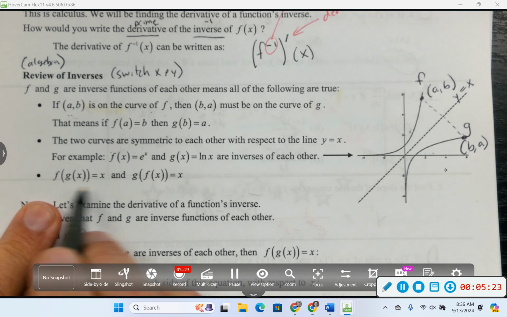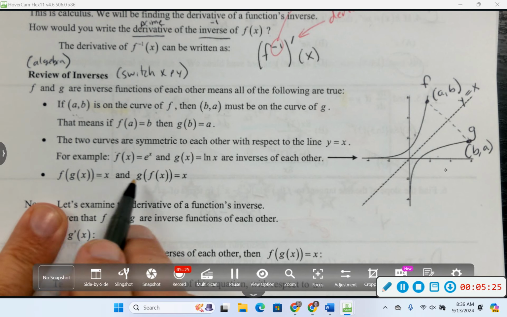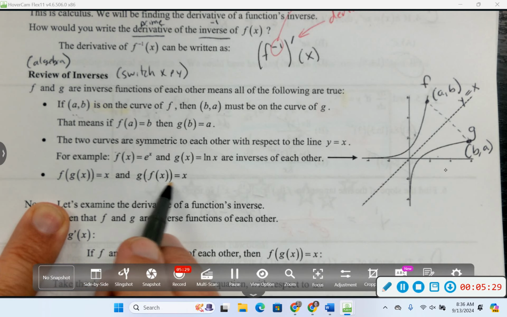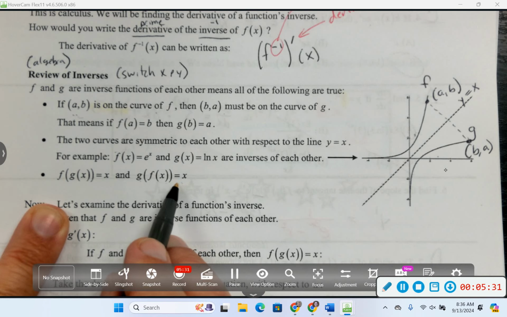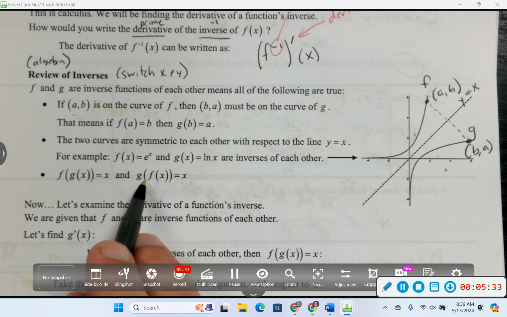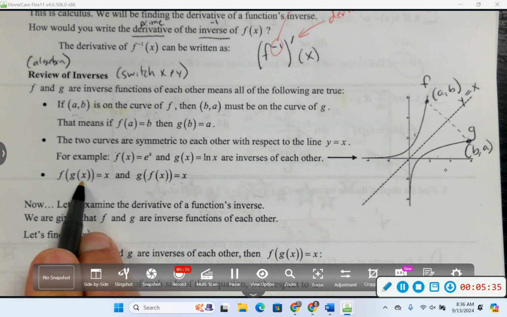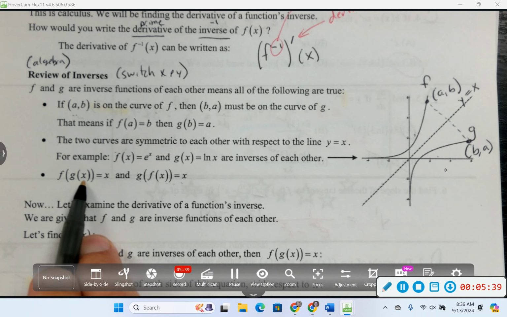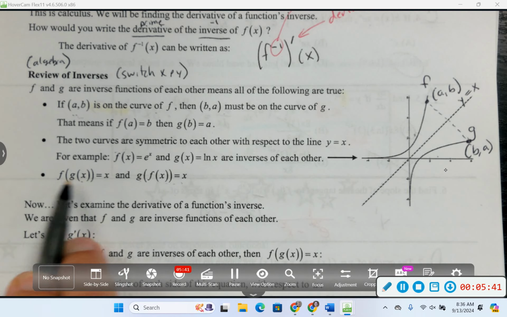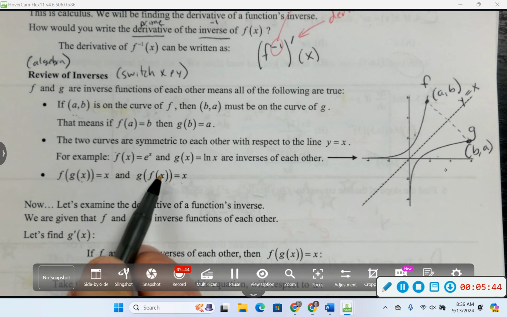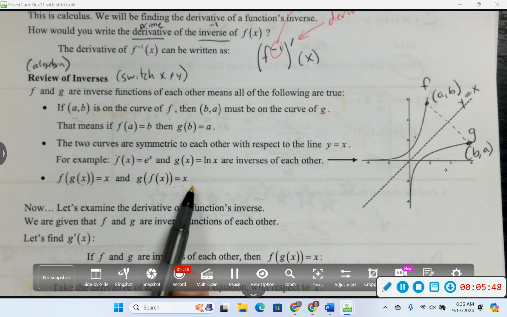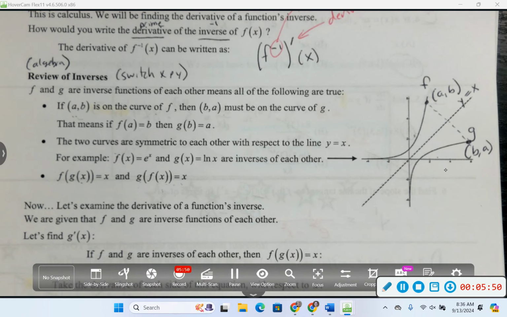You might remember this from algebra, composition. If f of g of x equals x and g of f of x equals x, then they are inverses of each other. Like, g does something to x, f undoes that, and then you're back to x. Or the other way around. If f does something, g undoes it, and you're back to what you started with. That's what it means to be inverses.